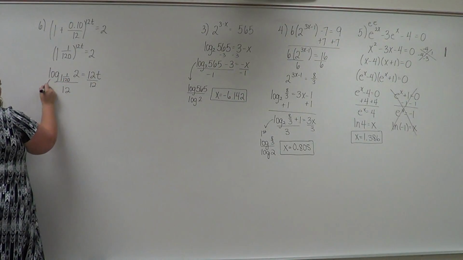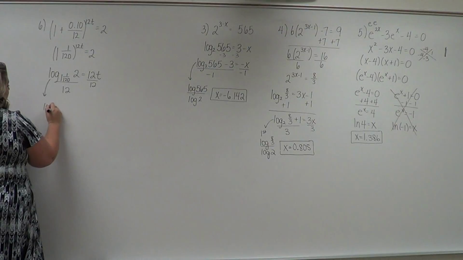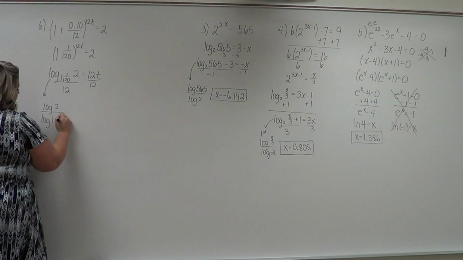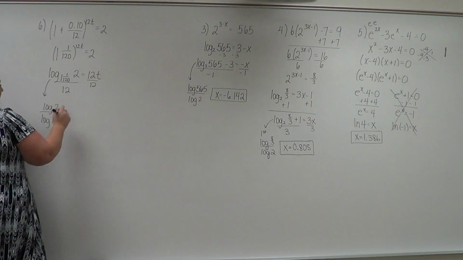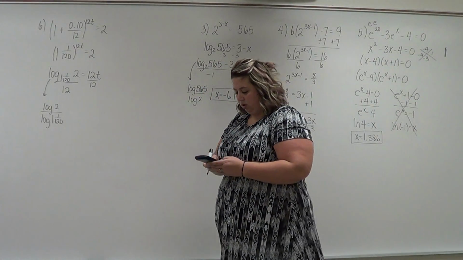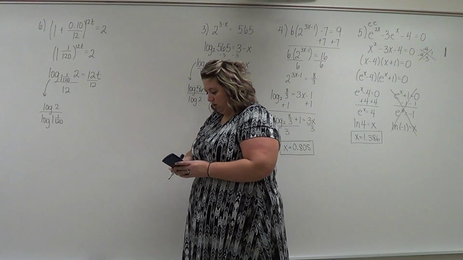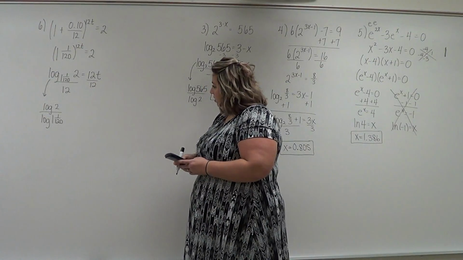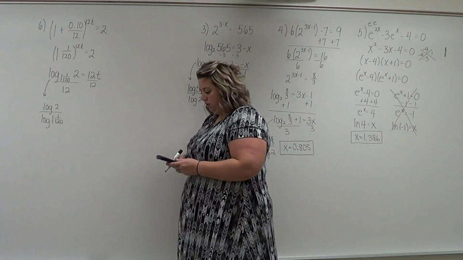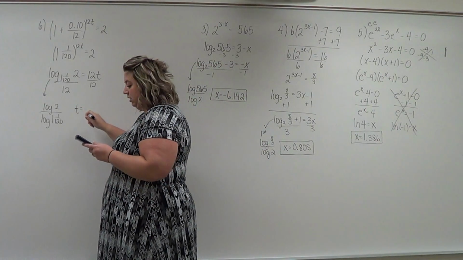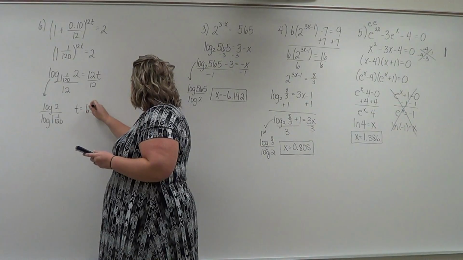When I'm solving, I would do my change of base. So this would be log 2 divided by log of 1 and 1/20. And after I solve that, I would divide by 12. So log 2 divided by log of 1 and 1 over 120, and then I would divide that answer by 12. That would give me t equals 6.960.